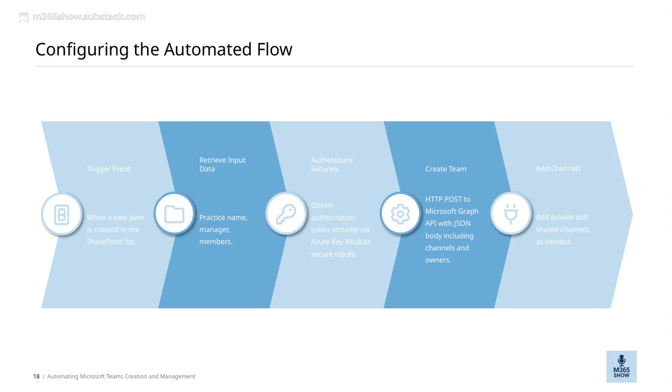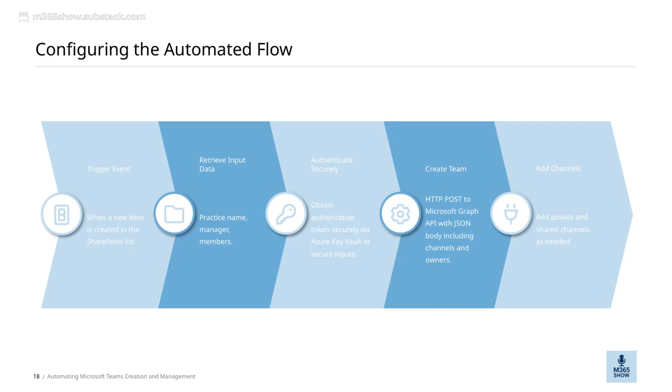But before we can make that API call, we need to obtain an authorization token. This token must be secured, and best practice is to retrieve it via Azure Key Vault or other secure inputs. This step keeps our authentication process safe and compliant with security standards. Once we have our token, we authenticate securely, enabling us to perform the necessary actions without exposing sensitive information. Finally, we gather the input data, such as the practice name, manager, and team members, by retrieving this information automatically. This process is triggered whenever a new item is created in the SharePoint list, making the flow seamless and efficient.